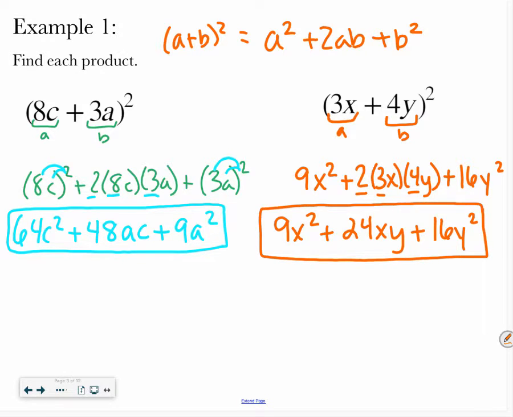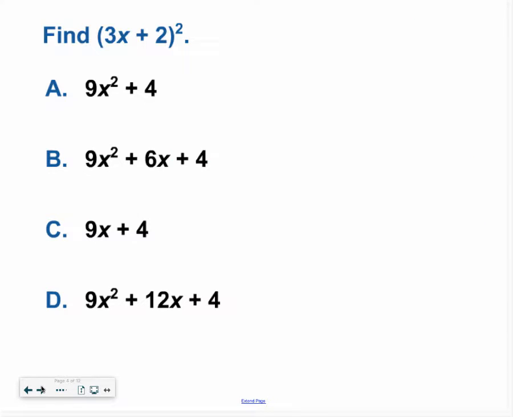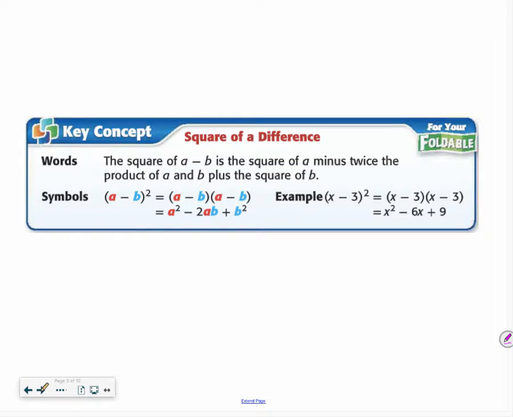Okay. Hopefully that doesn't seem too bad, and once you memorize that little formula, it goes faster than doing first, outer, inner, last, okay? Go ahead and try to find 3x plus 2 squared. Hopefully you ended up with 9x squared plus 12x plus 4. If not, be sure to ask for some help.